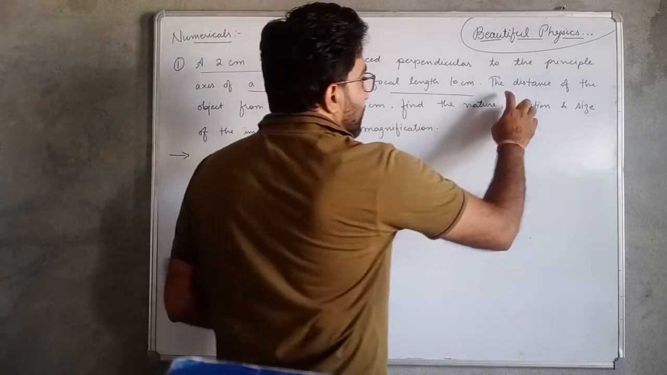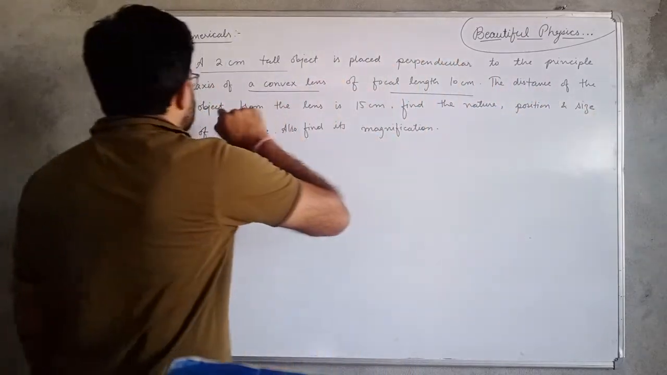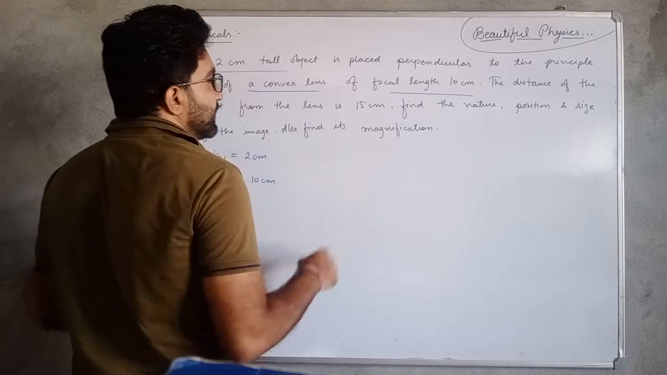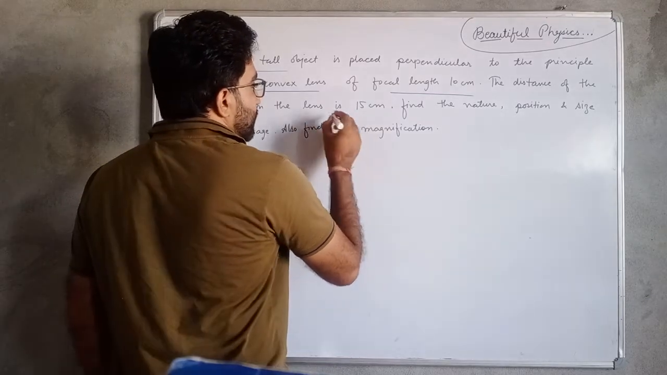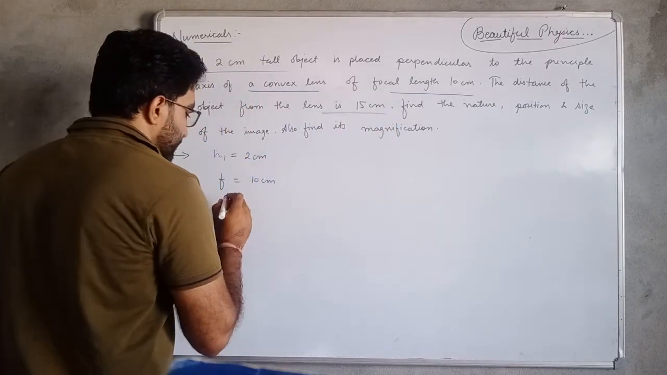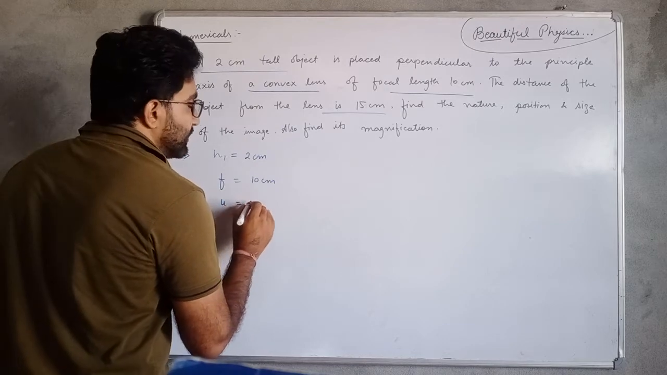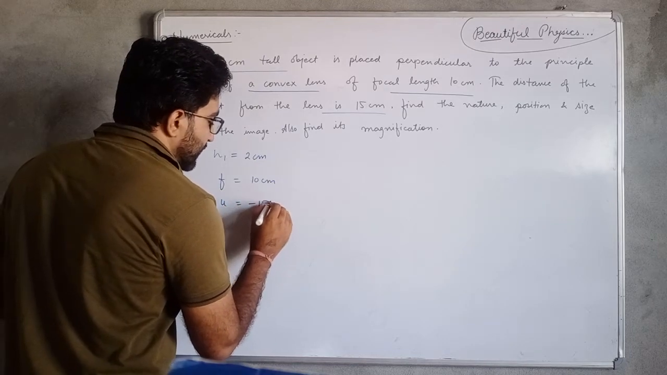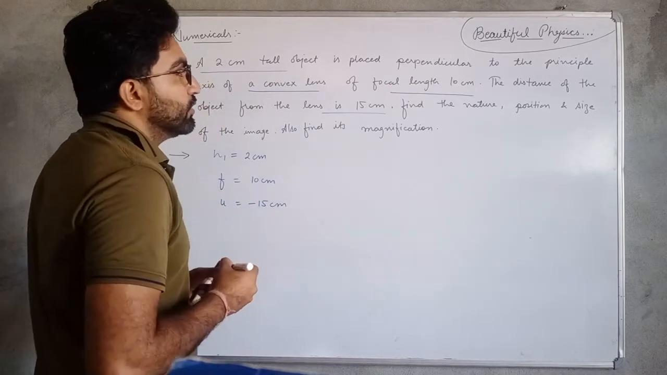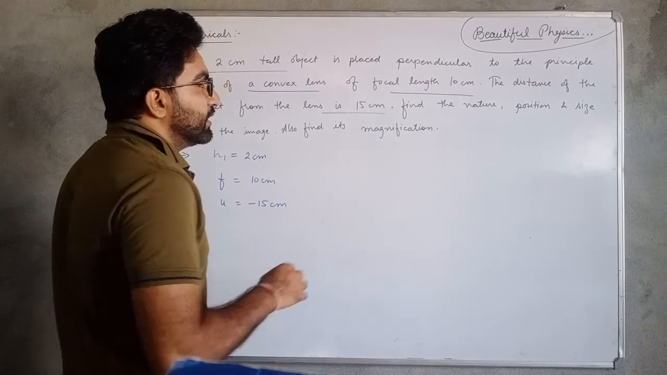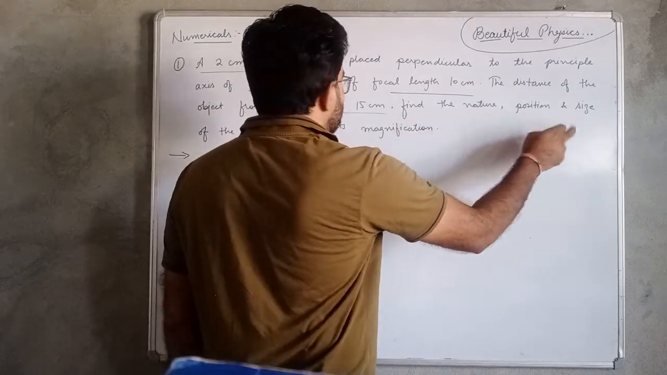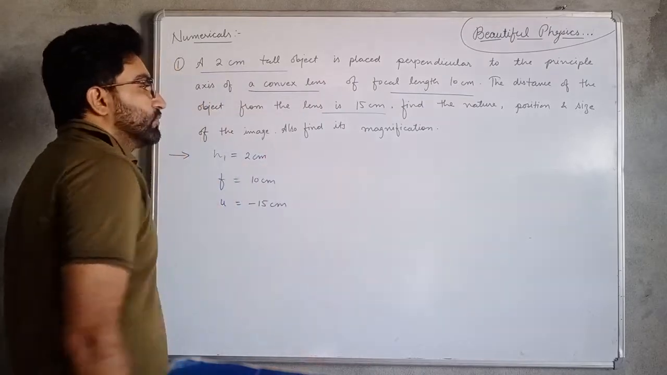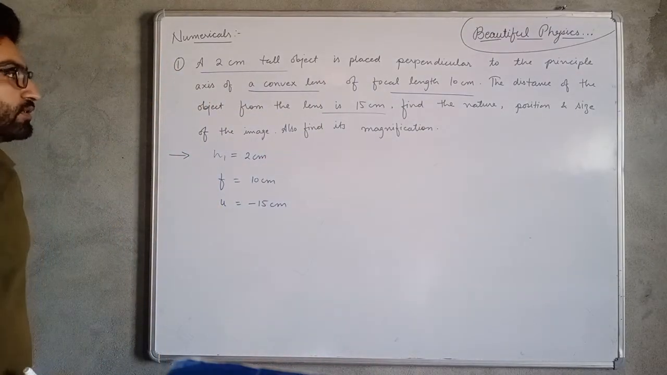Next, the distance of the object from the lens is 15 centimeter. It means it is our object distance, u is 15 centimeter, and u is always negative. So u is equal to minus 15 centimeter. Then we have to find the nature, position and size of the image. Also find the magnification of the image formed.